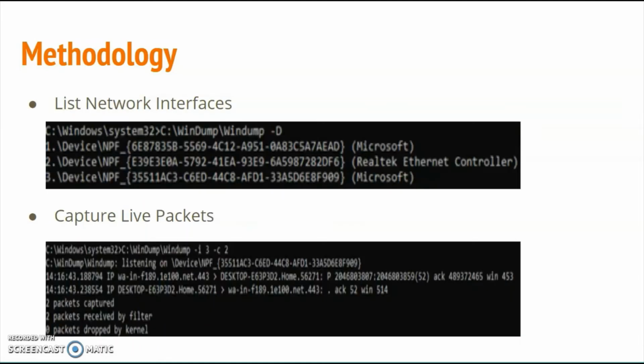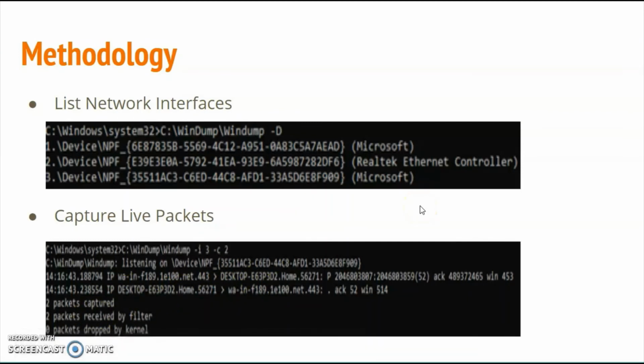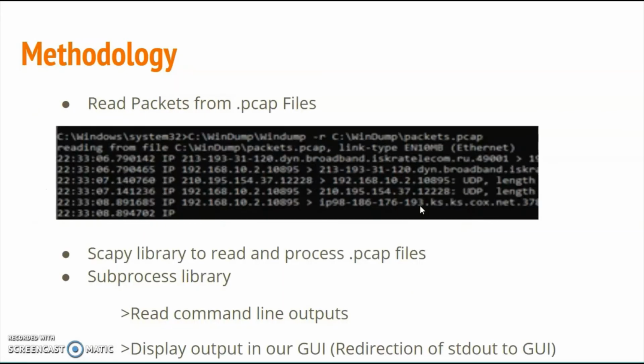Moving on. These are basically the different commands that we will be using and dealing with. The basic command -D will display a list of all the network interfaces at the moment on our machine, as you can see here. The other command, like -i, as you can see below, captures the live packets, presents the information you can see, and gives the summary as well, how many packets were captured, received by filter, and everything like that.